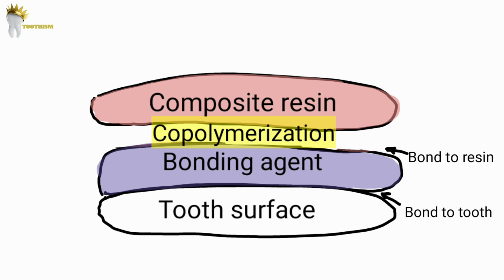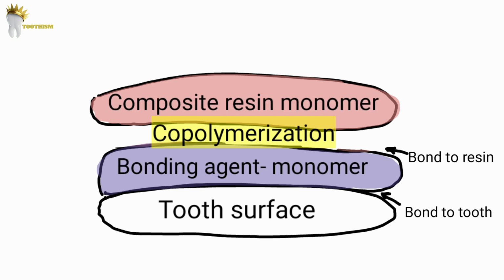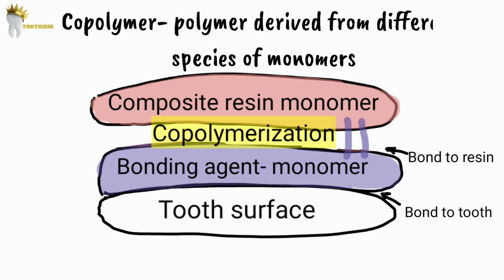So we know that dentin bonding agents are solutions of resin monomers. So when the monomer in the bonding agent and monomer in the composites polymerize, they form a copolymer. A copolymer is a polymer that is derived from different species of monomers. This is called copolymerization. This is the way this bond happens.